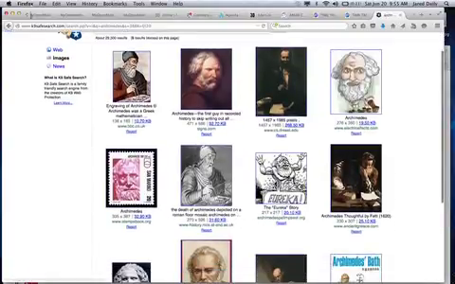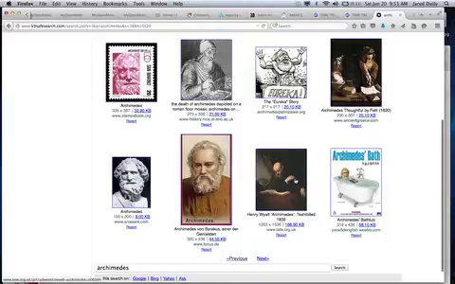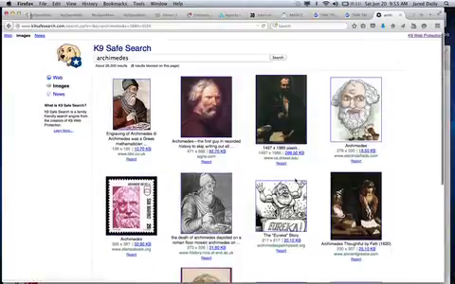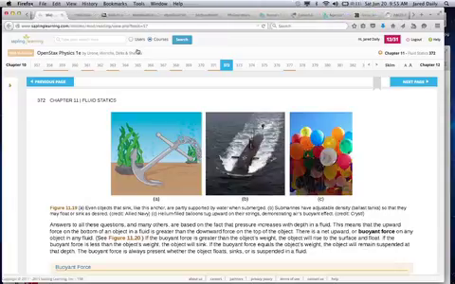Here's another picture of him in his bathtub. Usually they have a really funny picture of him running through the streets with his long beard yelling Eureka. But anyway, he figured it out. He figured this thing out.